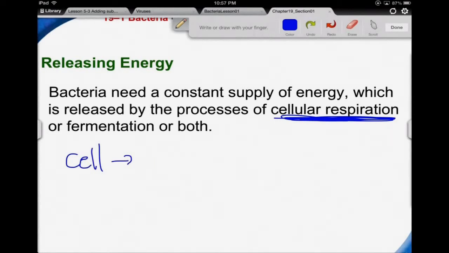If a bacteria takes in energy-rich compounds, it's going to use them as well. It's going to break them down in a way where it releases energy. So it'll just take in the energy-rich compounds, and it'll use things like enzymes to produce energy.